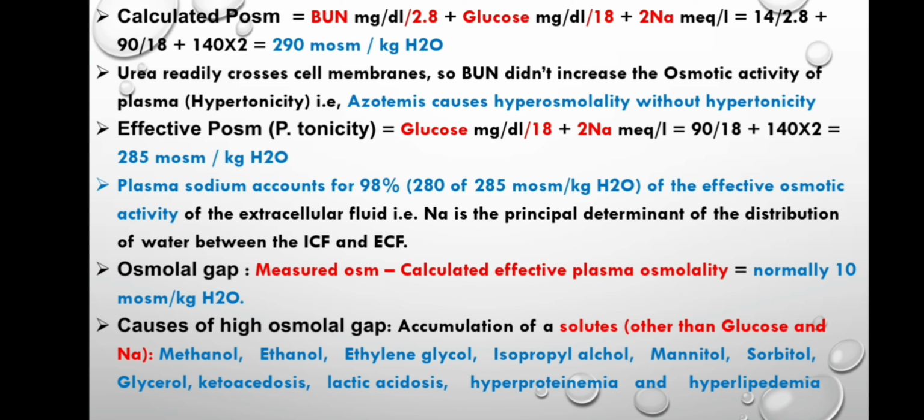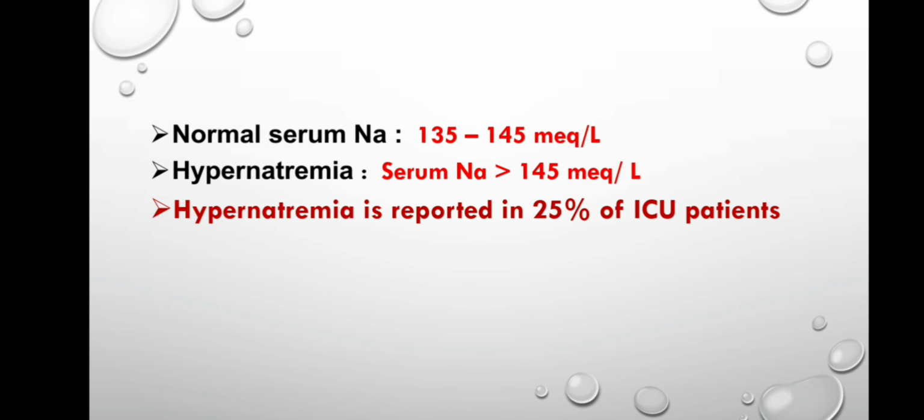We mentioned also the osmolar gap, which is the difference between measured osmolarity and calculated effective osmolarity. If this osmolar gap is more than 10, it may indicate drug toxicity or alcoholism or other substances, as we mentioned before. So let's go directly to hypernatremia. Normal serum sodium, as we mentioned, is 135 to 145. Hypernatremia is serum sodium more than 145, and it is reported in 25% of ICU patients.